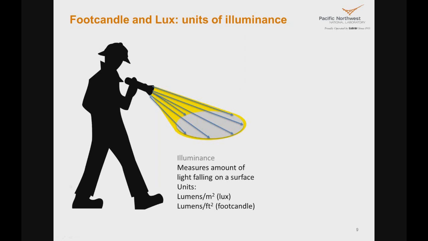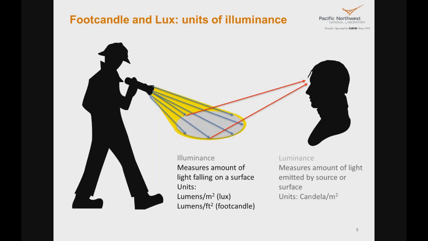So the illuminance measures the amount of light falling on a surface, whereas the luminance measures the amount of light emitted by a source or the surface. And these two quantities have different units. Illuminance is the one that we are all more familiar with, probably, especially when it comes to daylighting. It is measured in terms of lumens per square meter, or lux, and lumens per square foot, which is called foot candle.